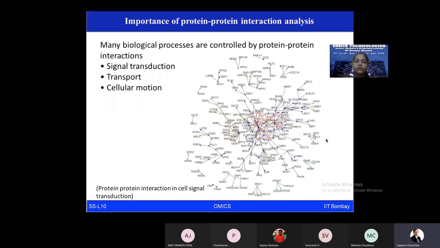Another importance that needs to be considered is that many biological processes, as discussed, are controlled by protein-protein interactions. Here we can see a protein interaction network in the case of cell signal transduction. Pathways such as signal transduction, transport, and cellular motion are highly dependent on several protein complexes, which regulate them.